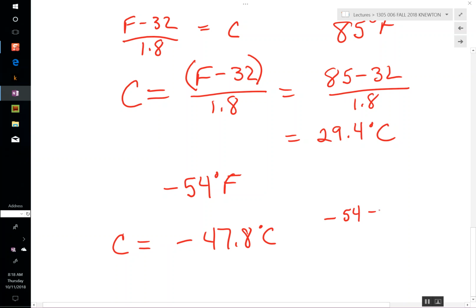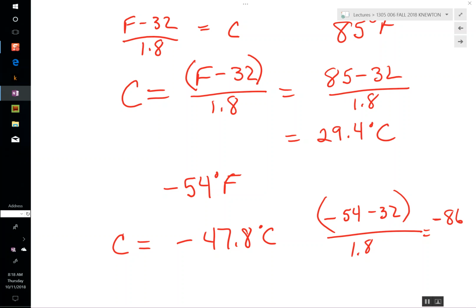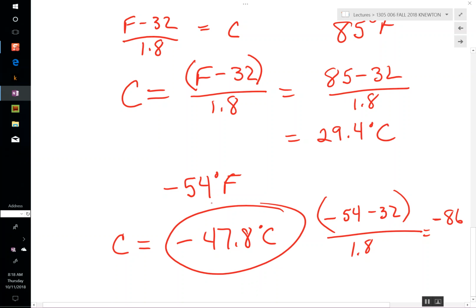Well, so you got minus 54 minus 32, divided by 1.8. And what did that end up being? Minus 86? Yes. All right? So if you take minus 54 and subtract 32 from it, you're down to minus 86. Then you divide that by 1.8, and you get this temperature here. Good. All right.